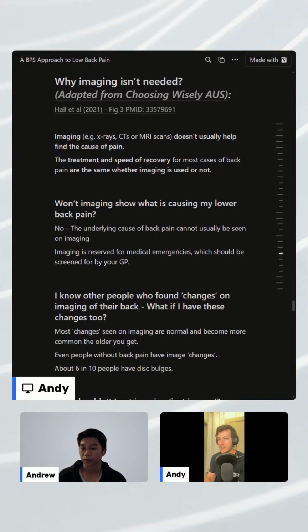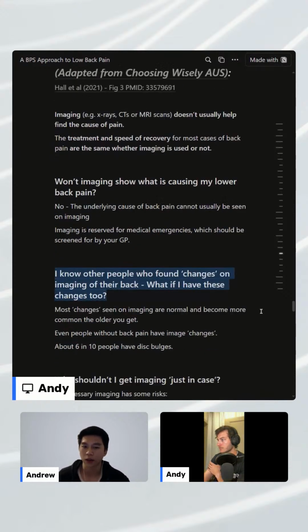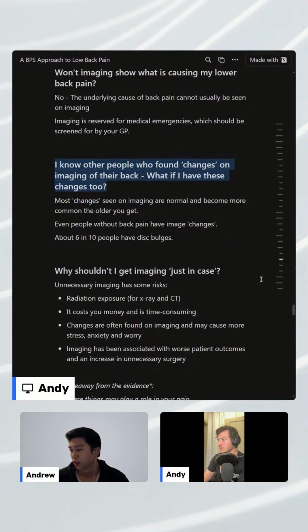So I think we've got two different ideas: you have somebody who's got pain, and the severity of symptoms doesn't correlate well to what's actually on the imaging. And I feel like there are a few more little reasons why we shouldn't get imaging. If you look at that last document on the page right now, the heading is: I know other people who found changes on imaging of the back. What if I have these changes too?